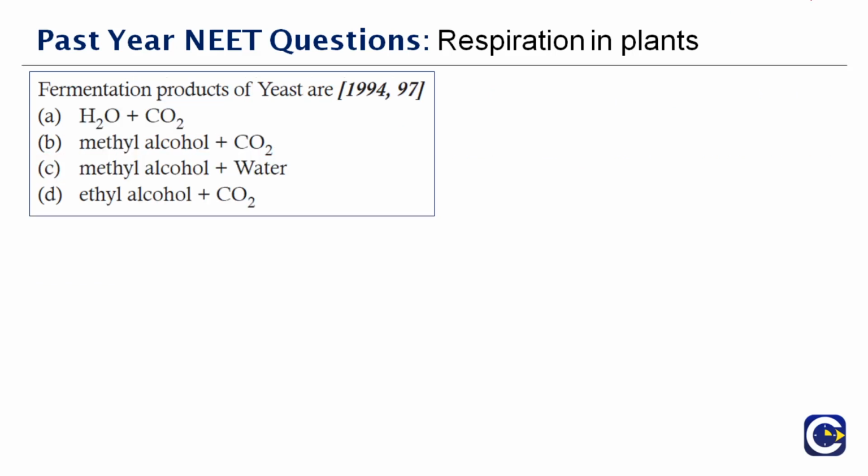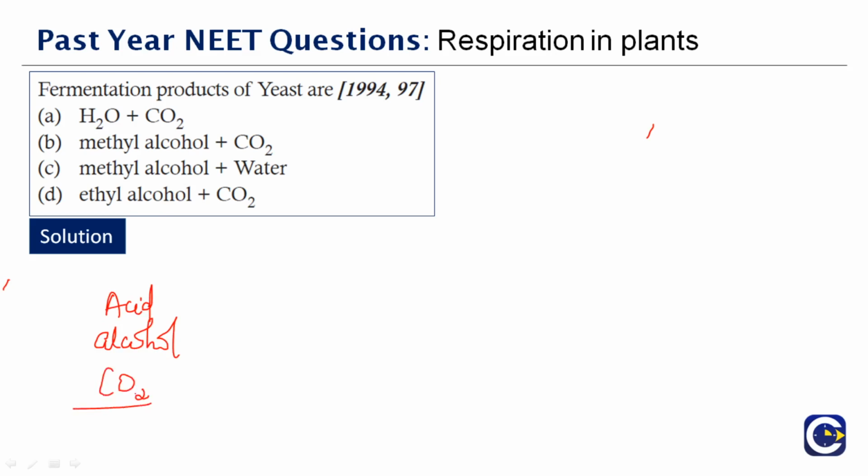This question was asked in the year 1994 and again repeated in the year 1997. Fermentation products of yeast are dash. We so far saw about fermentation, right? What all does it produce? It produces an acid for sure, then alcohol. Apart from that, it also produces carbon dioxide because it is an anaerobic process.